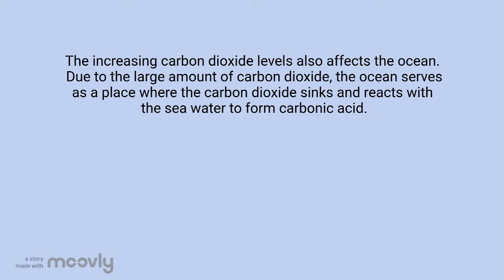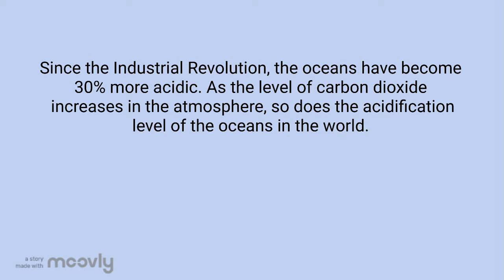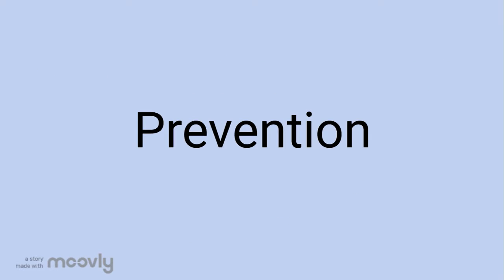The increasing carbon dioxide levels also affect the ocean. Due to the large amount of carbon dioxide, the ocean serves as a place where the carbon dioxide sinks and reacts with the seawater to form carbonic acid. Since the Industrial Revolution, the oceans have become 30% more acidic. As the level of carbon dioxide increases in the atmosphere, so does the acidification level of the oceans in the world.